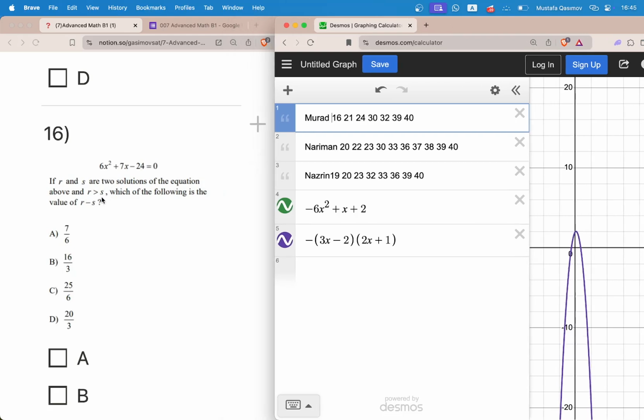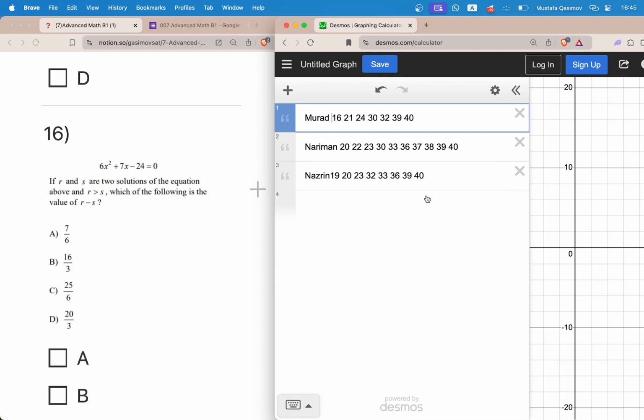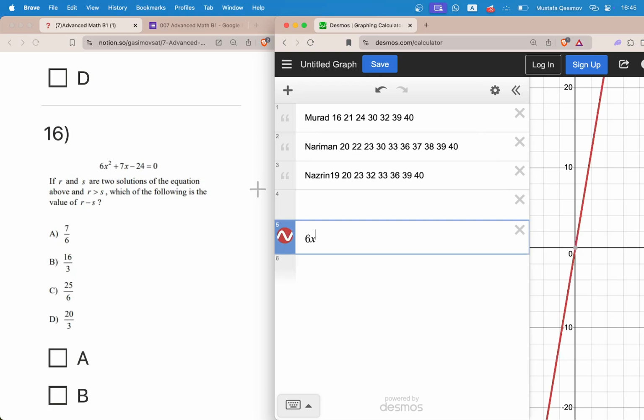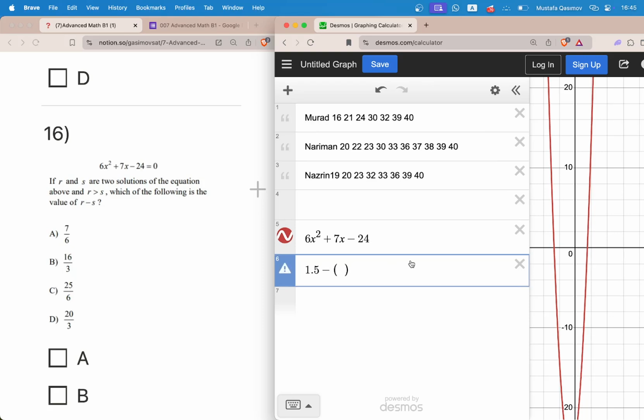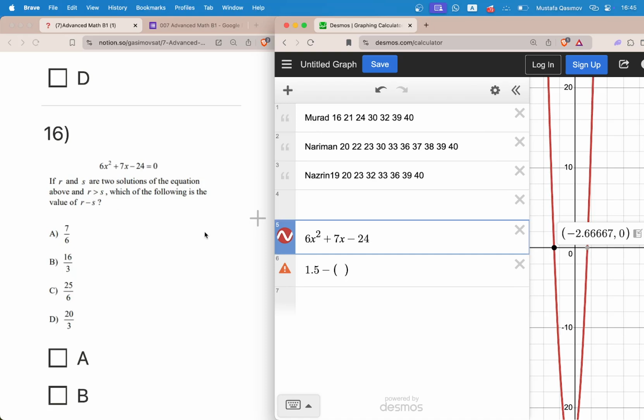For 16 again, we can write it in decimals. 6x squared plus 7x minus 24. It is our answer, 1.5 and that one. So let's write 1.5 minus this expression, negative. It says r is greater than s. R is greater, so it is 1.5. That's why I wrote it first.